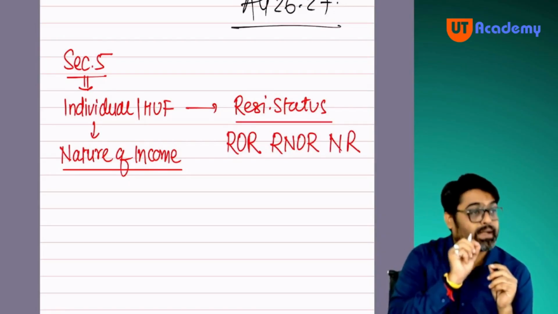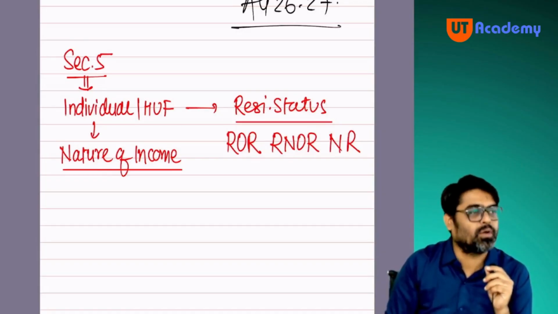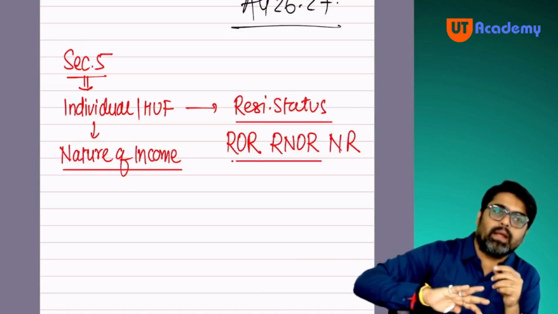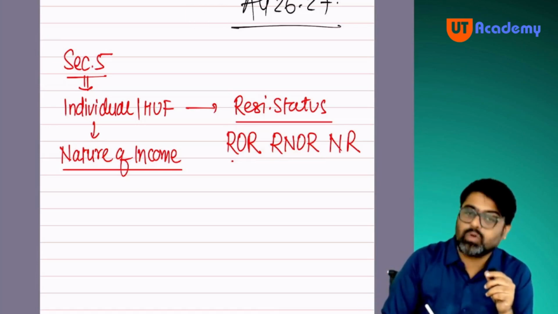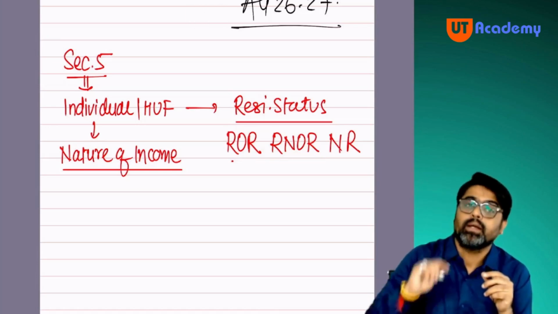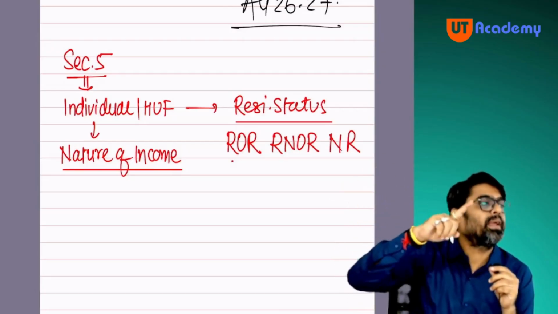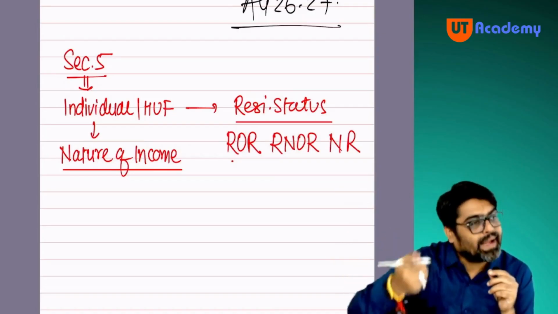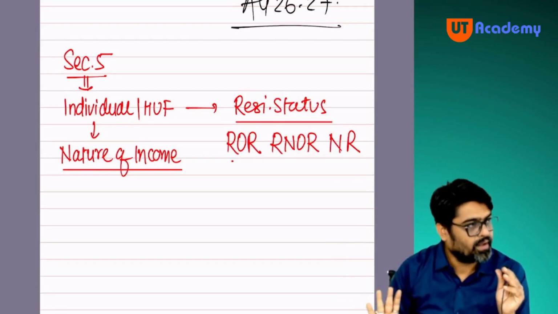RNOR means resident but not ordinarily resident. Yes or no? So they are residents only, but one is ordinary, another one is not. So if an individual or an HUF is there, then as per section 6, he can be either ROR, RNOR or NR. Any one residential status is possible out of these three. That we will learn.